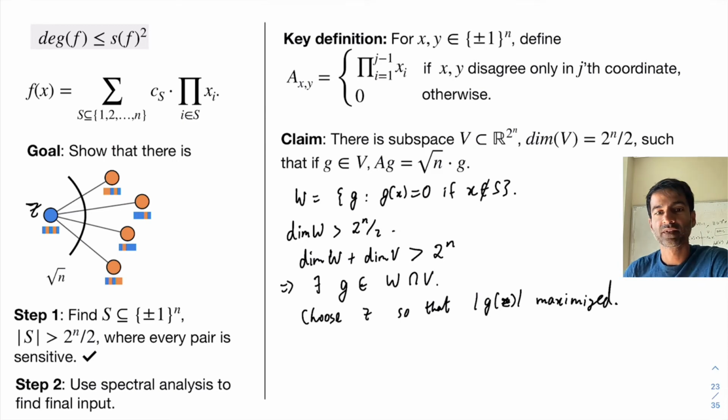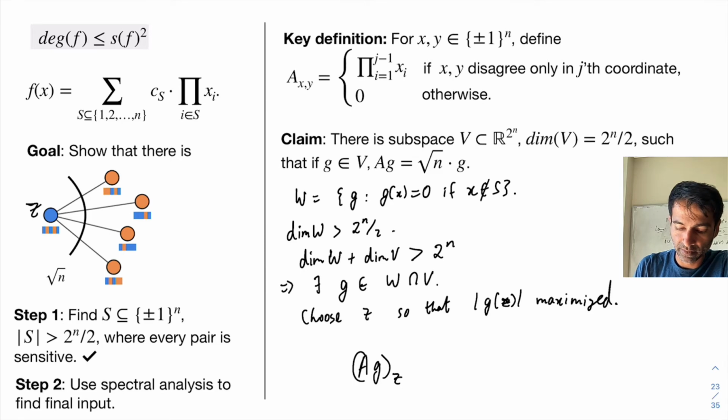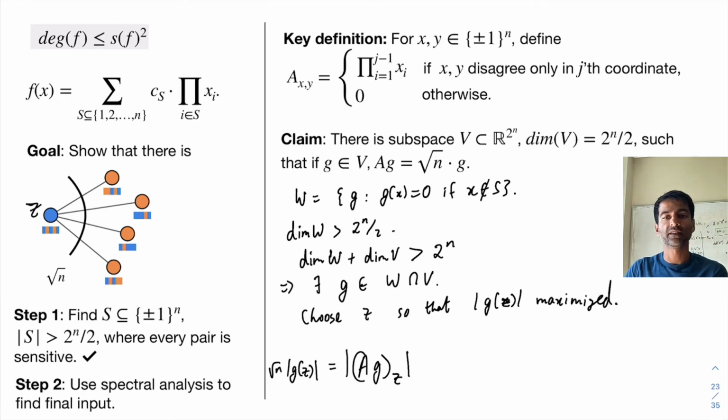And now consider what happens when you look at A times G at the Zth coordinate. Okay, the magnitude of A times G at the Zth coordinate. On the one hand, because G belongs to V, we have this equality, which means that this is equal to square root n times the magnitude of G(Z).